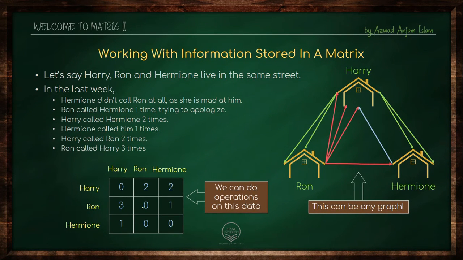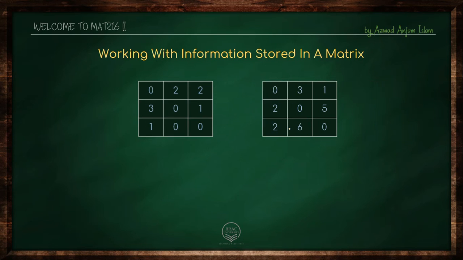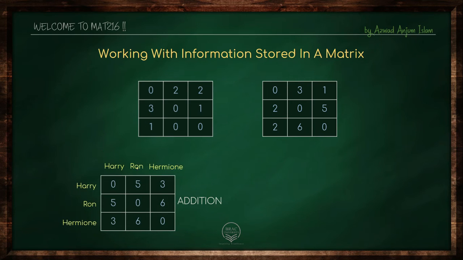Now, a while ago, I did say that if we have a matrix, we can operate on that data. And then we looked at some of the operations. Now let's see how we can operate on this data. This is the data from those 3 houses in the last week. Let's say this is the data from those 3 houses in the week before. Now if we add them, what we get here is the total number of phone calls, so the data of the 2 weeks combined. So we can say that Harry called Ron 5 times in 2 weeks.